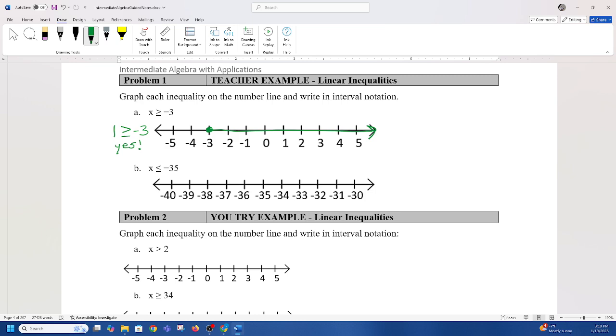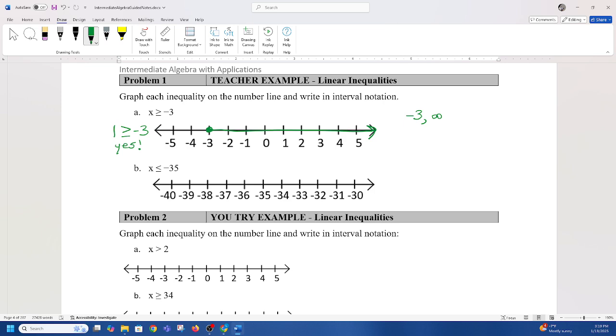Next, writing this in interval notation. Whenever we write a solution set in interval notation, we start with the smallest number in the solution set. In this case, the smallest solution is -3. We start with -3, and it goes all the way up forever and ever. It never stops. It's limitless. In order to notate this, we are going to use the symbol for infinity.